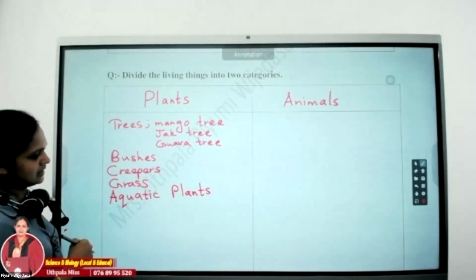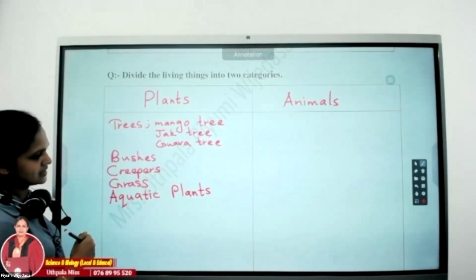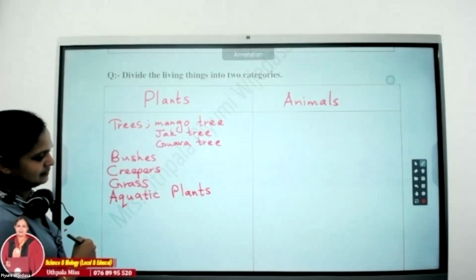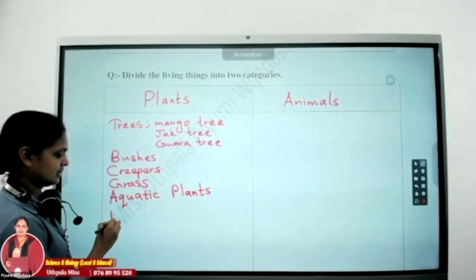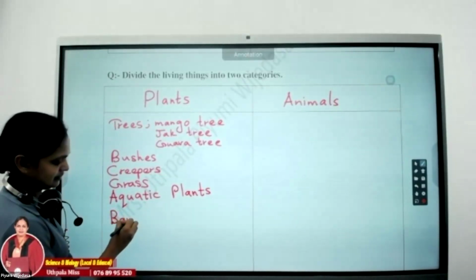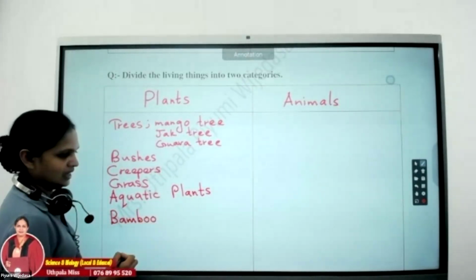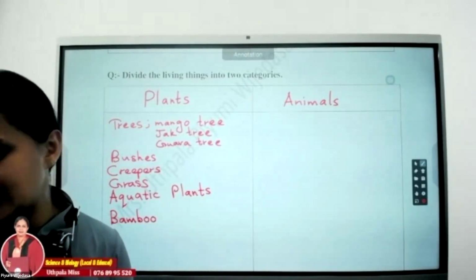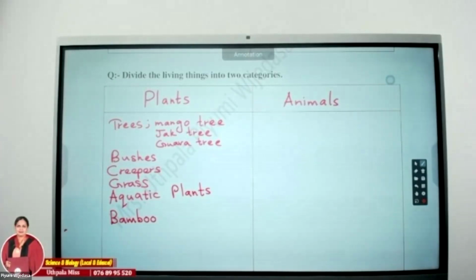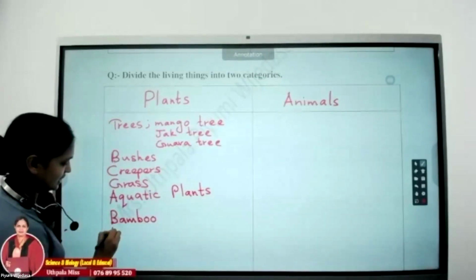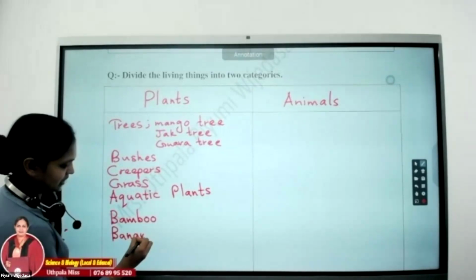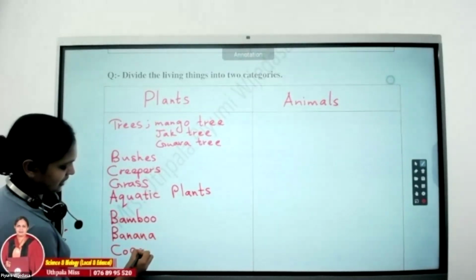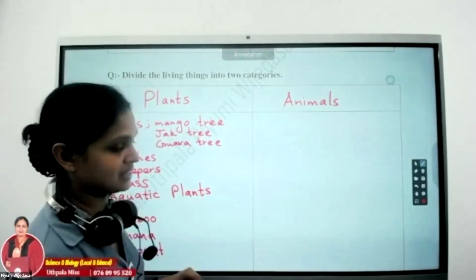Bushes, creepers, grass. There are large trees. Flowers, leaves, these are attached to the trees, right? So don't mention the flowers separately. These are parts of the plants. Banana, okay. There may be coconut trees, right? Okay, we have written some examples for plants.